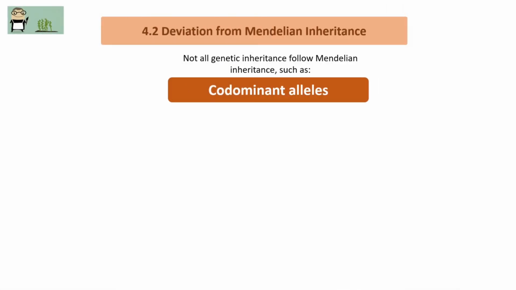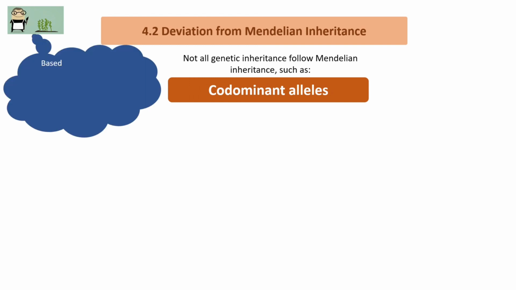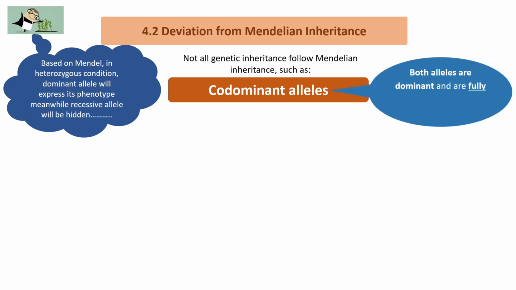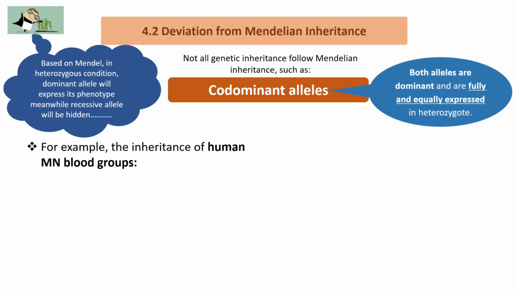Firstly, let's look at codominant alleles. Based on Mendel, in heterozygous condition, dominant allele will express its phenotype, meanwhile recessive allele will be hidden. But, in codominant alleles, both alleles are dominant and are fully and equally expressed in heterozygote. For example, the inheritance of human MN blood groups.